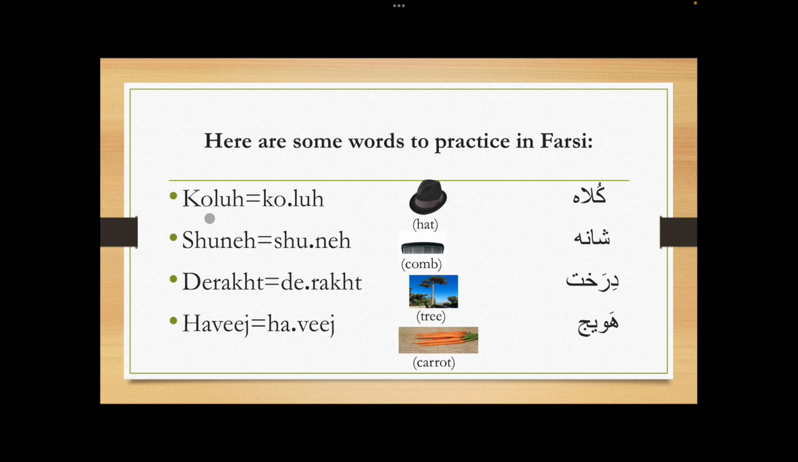So for instance, here are some words that we're going to practice in Farsi. This word right here means hat. So whenever you look at this, if we split it into the two syllables, we know that this is ko and la. So if we put this together, kola, which means hat.